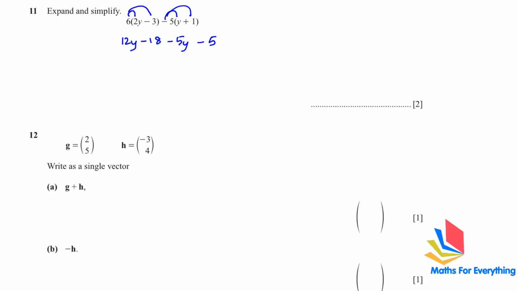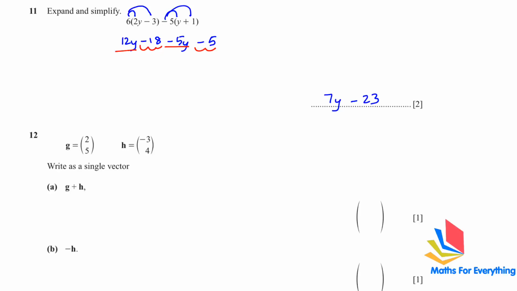Add the like terms together with the signs. You have 12y minus 5y. So put in the calculator 12 minus 5. That will give you 7y. And then negative 18 with negative 5 will give you negative 23.